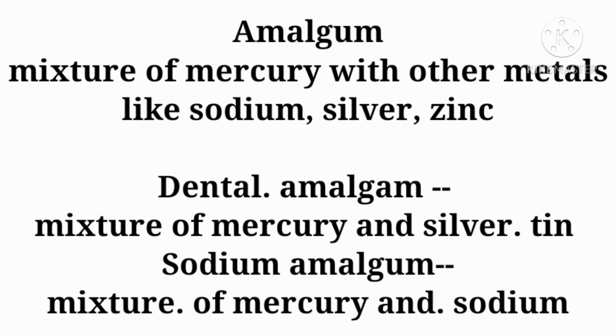The next one is amalgam. Amalgam is the name given to all the alloys of mercury. That means when we prepare an alloy of mercury with other metals like sodium, silver, zinc, etc., the alloy which is prepared is termed amalgam. For example, we have sodium amalgam and dental amalgam. In this way, the alloys of mercury are termed amalgam.